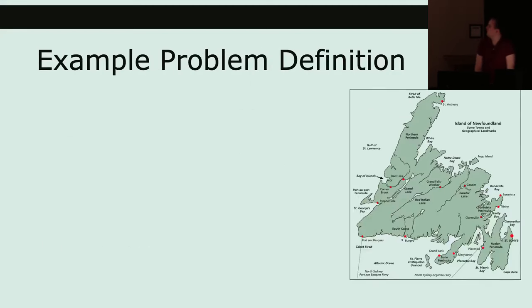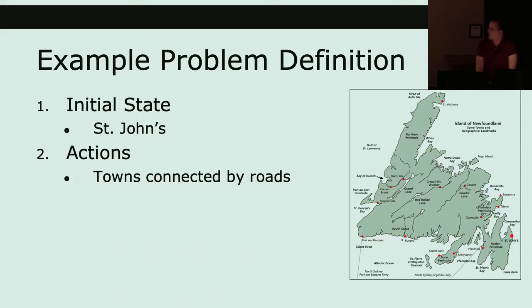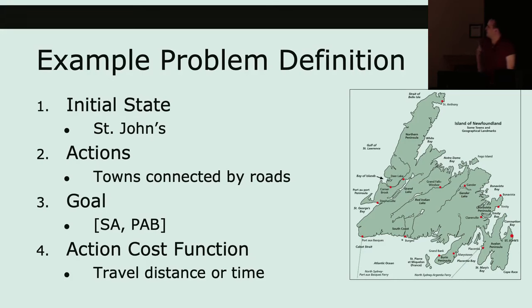So here's an example problem definition given this environment that we're in. The initial state is going to be St. John's. Maybe we have chosen that the actions are towns that are directly connected by roads. The goal is going to be either St. Anthony or Port aux Basques, written there in short form. And the action cost function is going to be maybe travel distance, maybe time, something like that. So this would be a well-defined problem that we could then put into an algorithm to try and solve somehow.